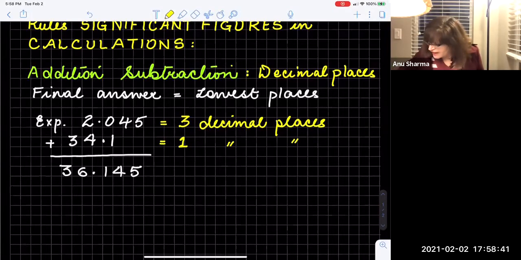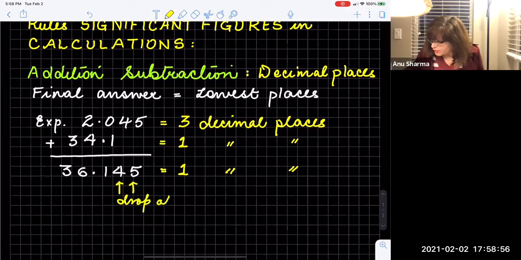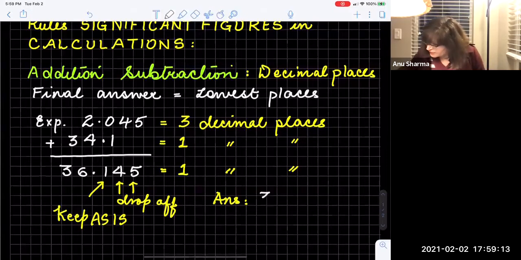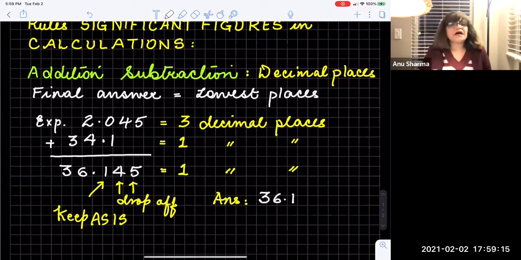Okay, so your final answer should have the lowest decimal place. Your final answer should have 1 decimal place. Now, what does that mean? That means you will be dropping off 4 and 5. So drop off 4 and 5, and you will have only 1 decimal place. So you are going to keep the rest as is. Okay, so now what is your answer? 36.1. Okay, so this is your problem.